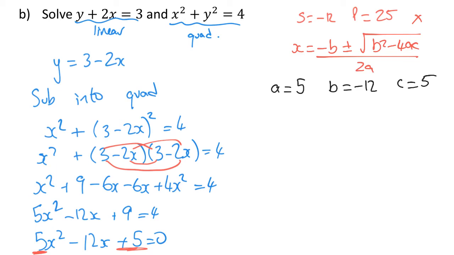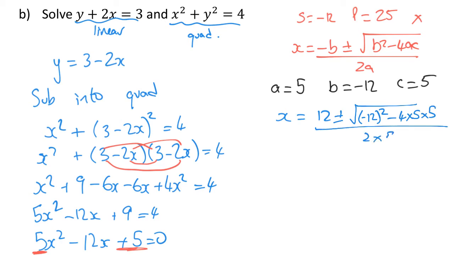So substituting those into the quadratic formula, we get x equals positive 12. So it's minus b, but we were given b. So if b is negative 12, minus b is going to be positive 12. Then we have plus or minus the square root of b squared. Now, whatever the b value is, it's always best to put it in a bracket. So it's (minus 12) squared minus 4 times 5 times 5, all over 2 times 5. So then x works out to be 12 plus or minus the square root of 44 over 10.